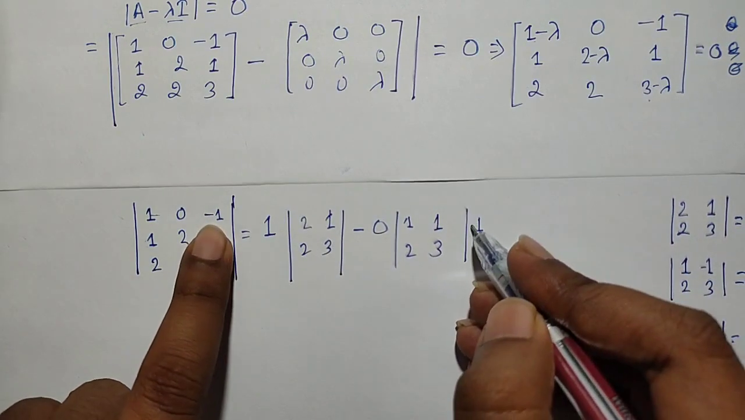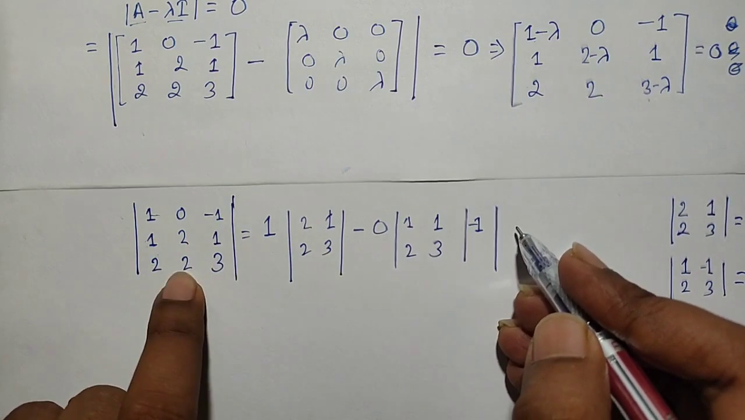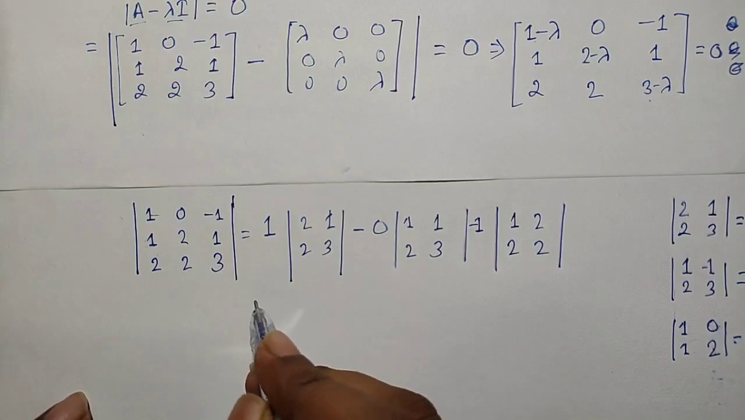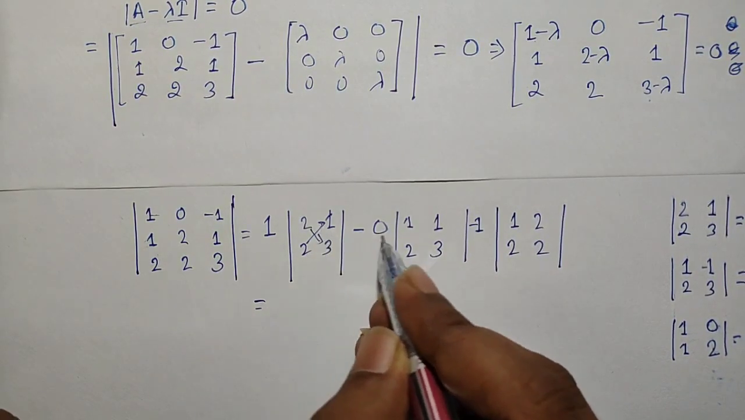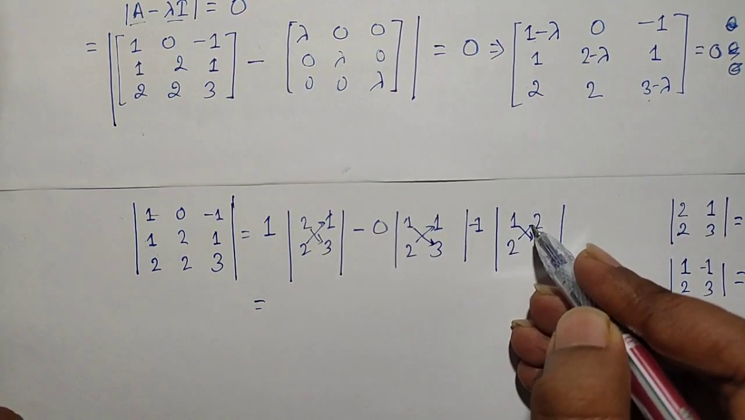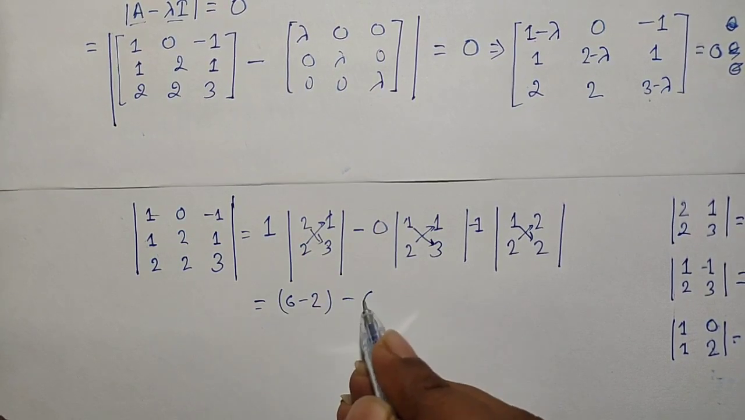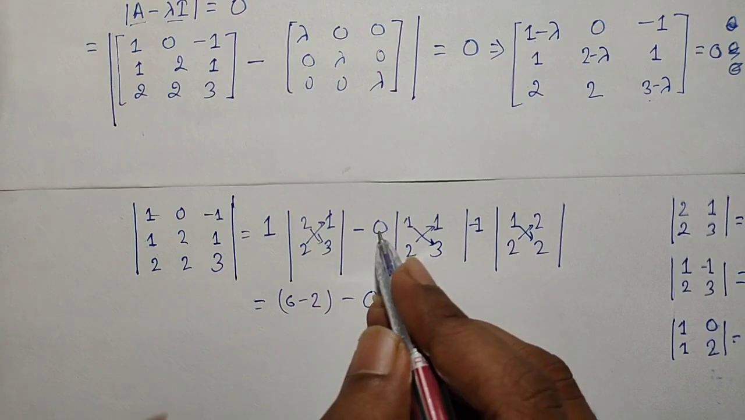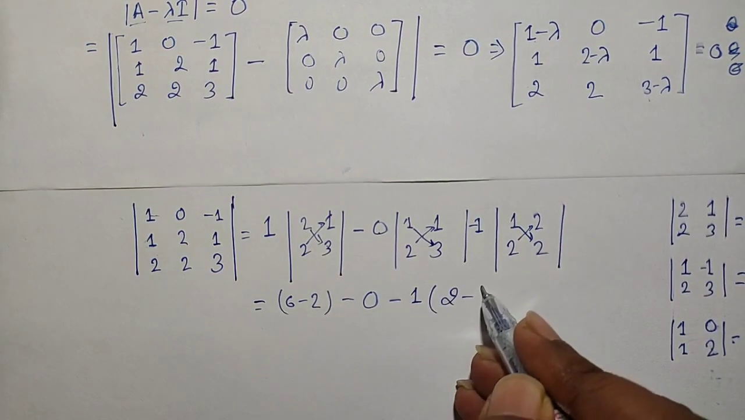Similarly for this minus 1, minus will be 1, 1, 2, 2. Now what we need to do is use the sign convention: downward positive, upward negative, downward positive, upward negative, downward positive, upward negative. So 6 minus 2, and this will be 0, because any value which we get from here, when multiplied with 0, will become 0. Minus 1 times 2 minus 4.